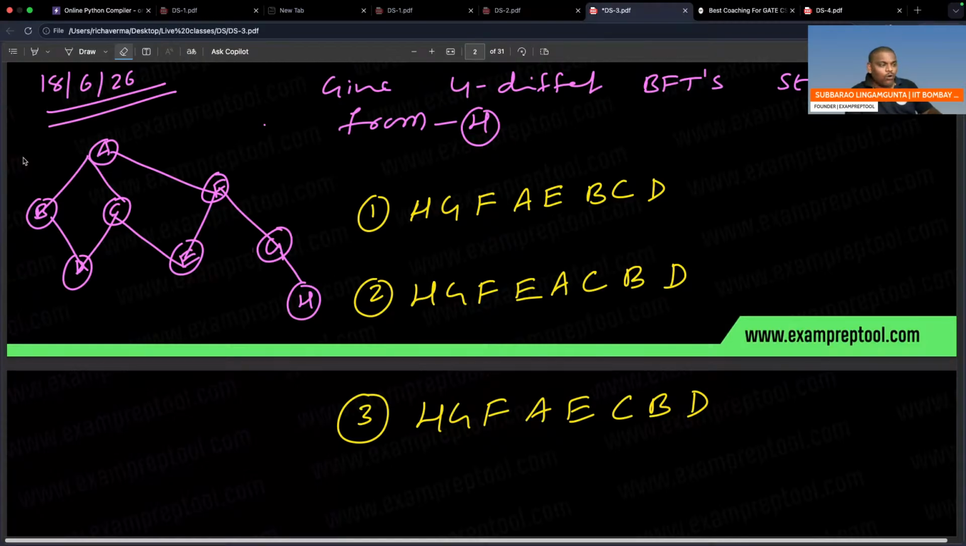Can anyone give one more answer? The 4th answer, can anyone give? I have already given 3 answers. Can anyone try the 4th answer? Anyone? Can you give the 4th one?